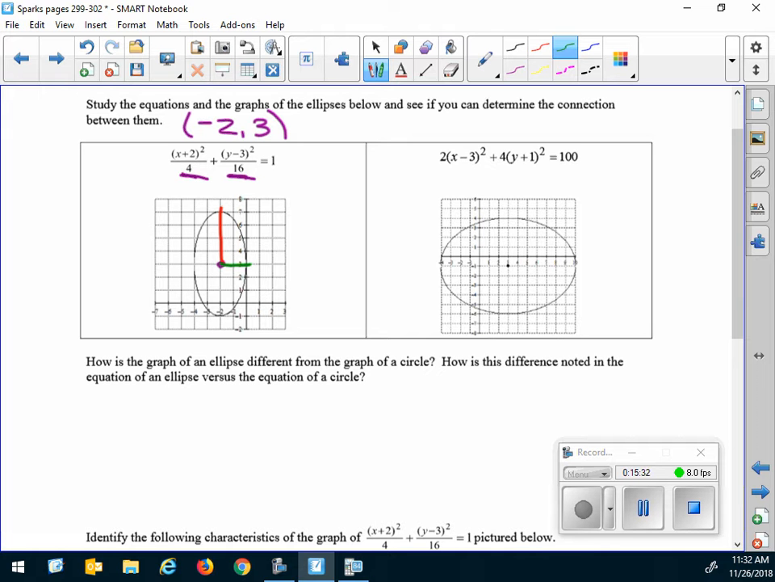How come the y goes with the a? Because what did you say? What's parallel? The major axis is parallel to the y-axis? Yeah. So the major axis goes in the y direction, so that number's going to be under the y. The minor axis is parallel to the x, so the minor is going to be under the x stuff.